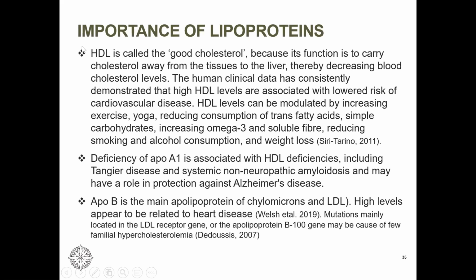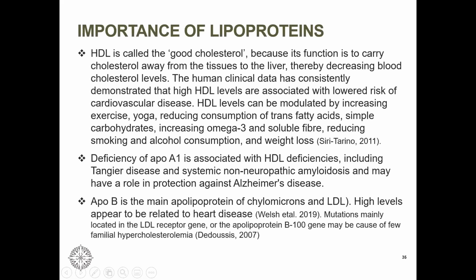So remember I was talking about apolipoprotein. There are different types of apolipoproteins, namely A, B, C, and D. But I would like to draw your attention only to two. One is that when there is a deficiency of apolipoprotein A1, it is associated with HDL deficiency. Tangier disease is one such disease where there is a deficiency of HDL.